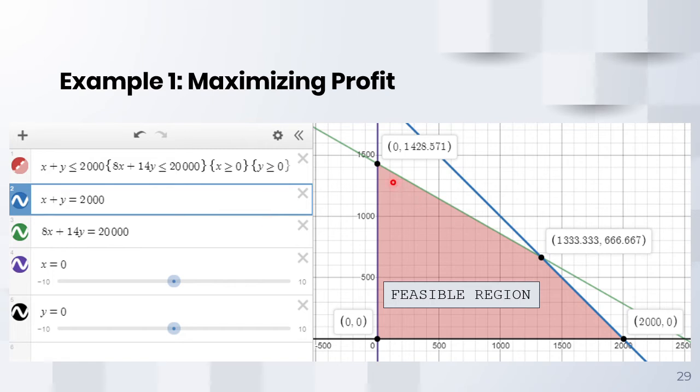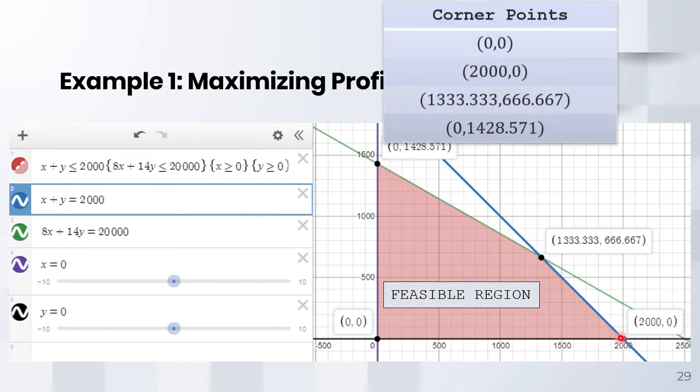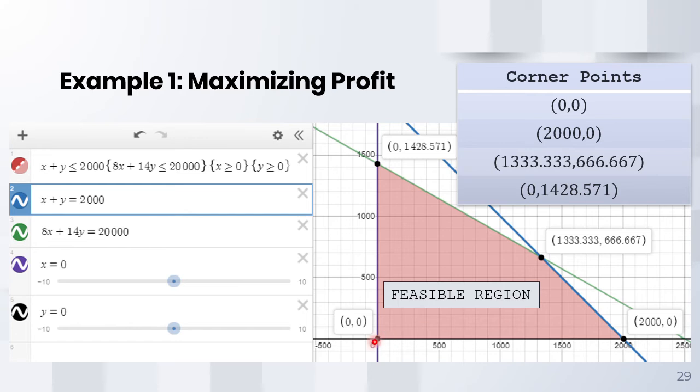So let's enumerate our corner points. We have (0, 0). We have (2000, 0). (1333.333, 666.667), and (0, 1428.571). So these are the corner points.